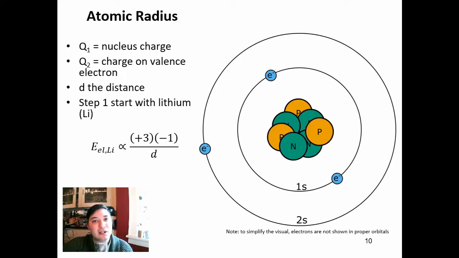So let's take a look at atomic radius as an example. So here Q1 will be the charge on our nucleus, Q2 will be the charge on our electron, d is the distance between them, and let's start, for the sake of simplicity, with lithium. So in lithium's case, we have 3 protons in the nucleus, so a +3 charge for Q1. Q2 will be just 1 electron that we're worried about being attracted to it. And specifically, we're looking at the valence electron. So this is our 2s electron.